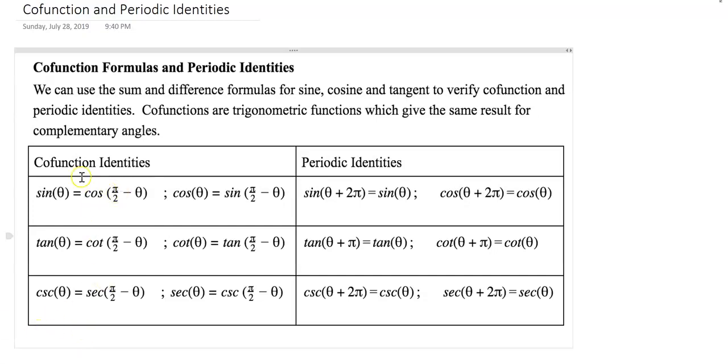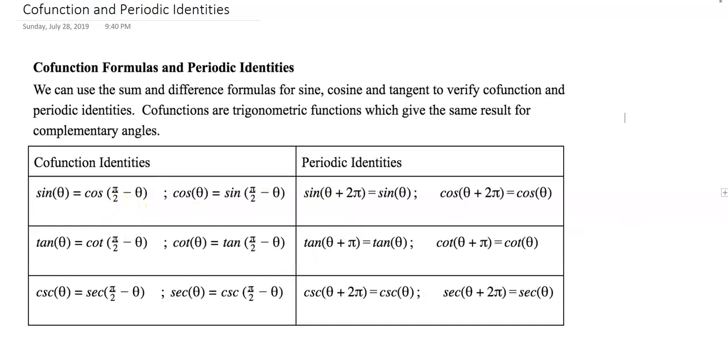Recall our cofunction formulas and periodic identities. Periodic identities we met before. Cofunction formulas are the ones we look at now. Cofunctions are really trig functions which give the same result for complementary angles. The word cofunction comes from complementary. Specifically, the sine of theta is the same as the cosine of pi over 2 minus theta. And for tan, it's the cotangent of pi over 2 minus theta. So sine and cosine are cofunctions, with angles differing from 90 degrees.